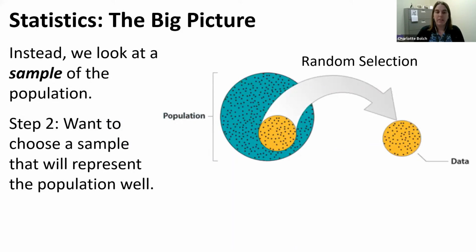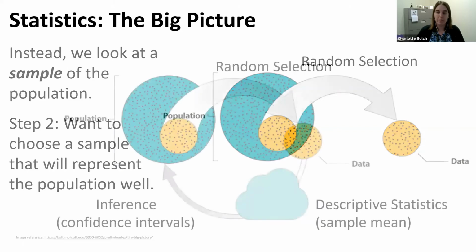So instead of looking at the entire population, what we do is take a sample of the population. So step two, we want to choose a sample that will represent the population well. For example, if we were to study all male adults in Chicago and how much time they spend on their phones, we would not want to just select a sample of all males under 25 years old or a sample of males living in a certain area of Chicago. We would want to make sure that our sample is a random selection from the population.